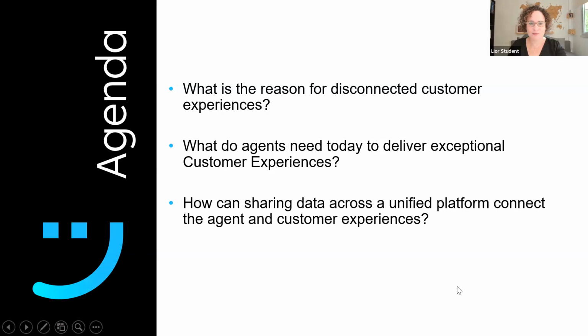Take a look. What is the reason for disconnected customer experiences? What do agents need today to deliver exceptional customer experiences? How can sharing data across a unified platform connect the agent and customer experiences? That's one question-based agenda. Let's look at another one.